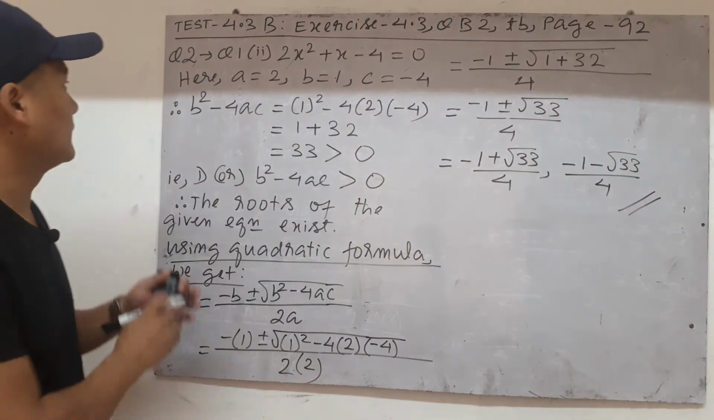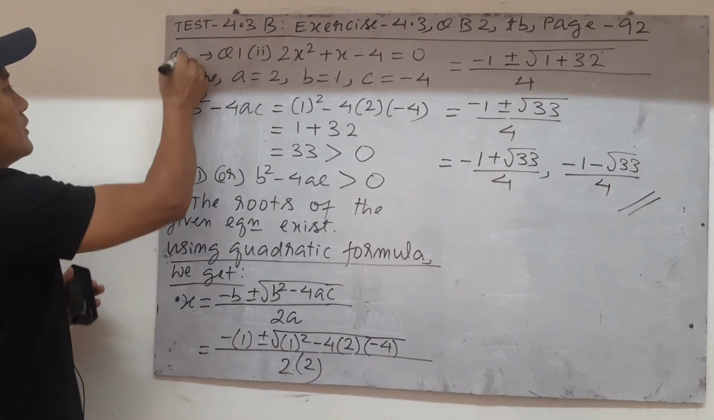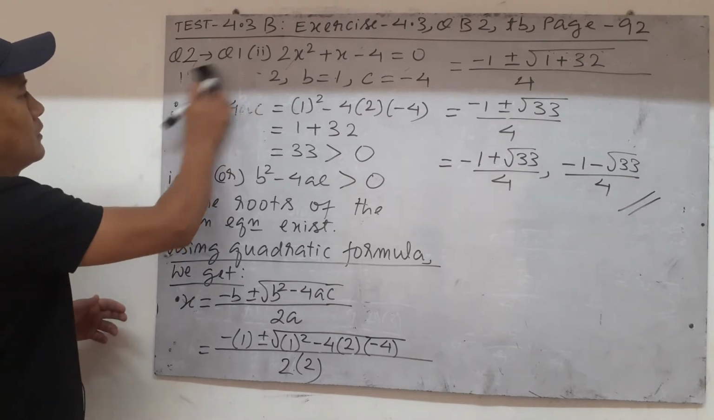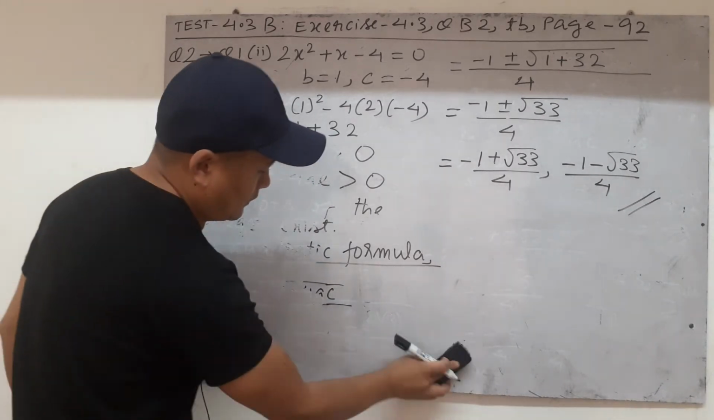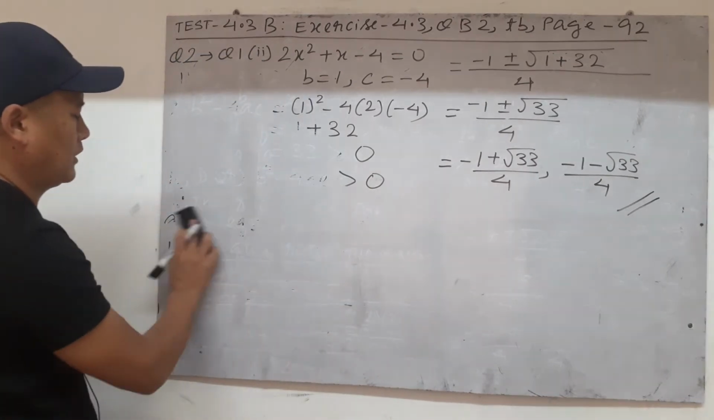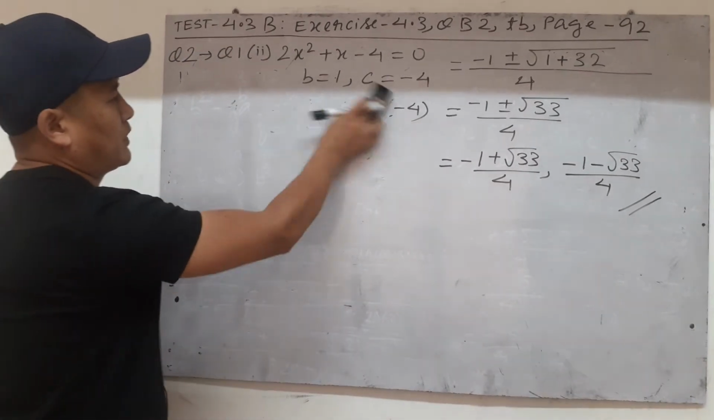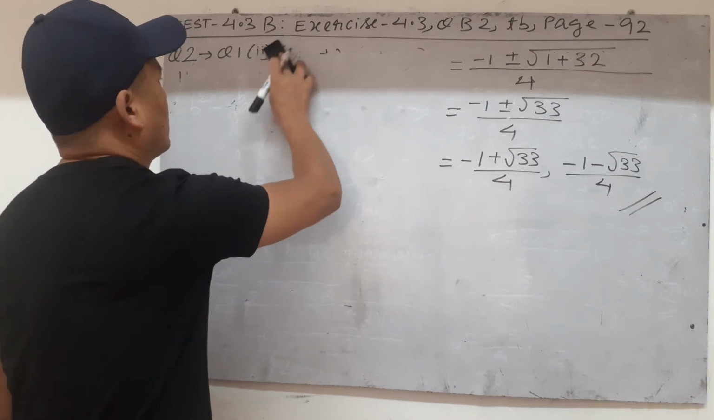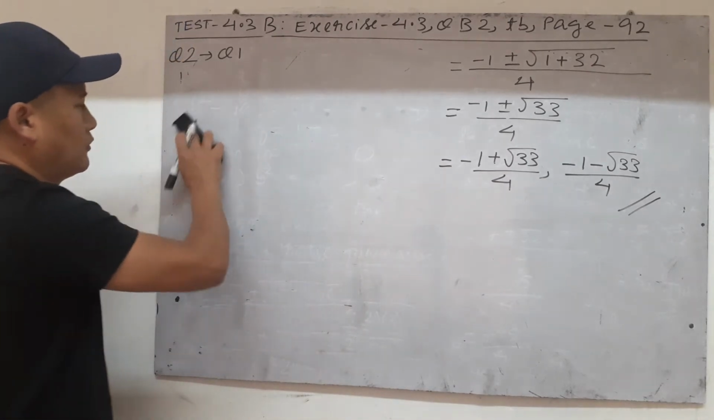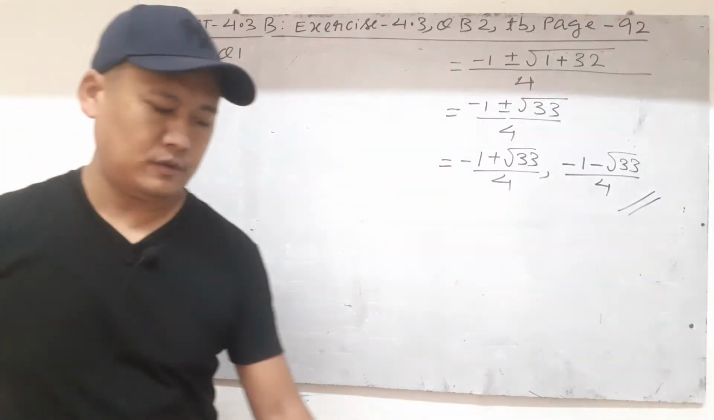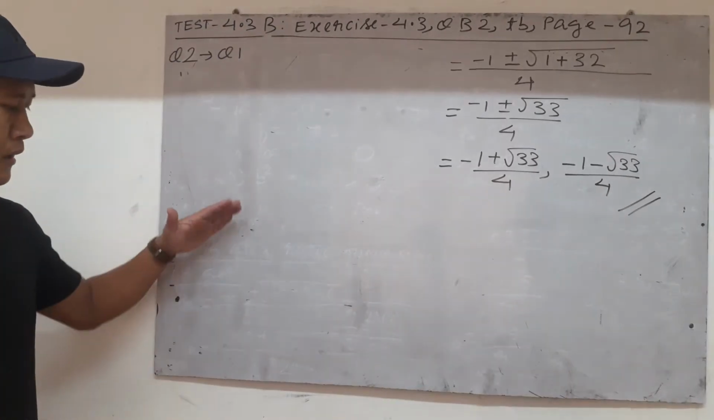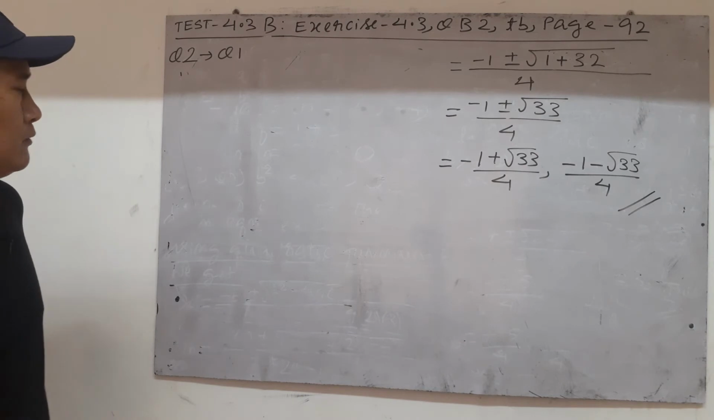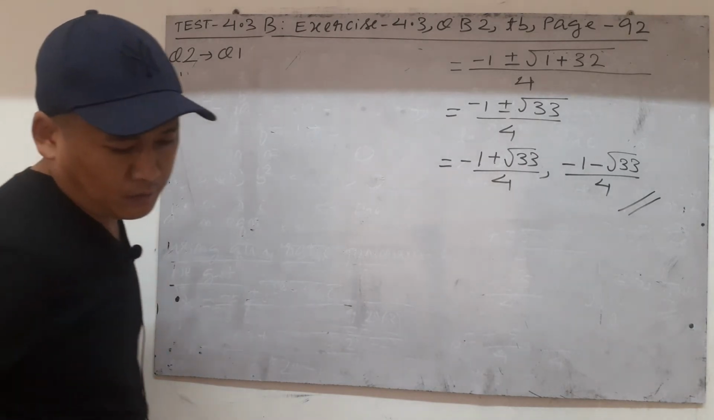Okay, then go to question number 2. So this is how we solve by using quadratic formula. We first find out b squared minus 4ac to know whether the roots exist or not. Because we can solve only when the root exists. If the roots don't exist, then we will not solve. There's no point solving, in other words.